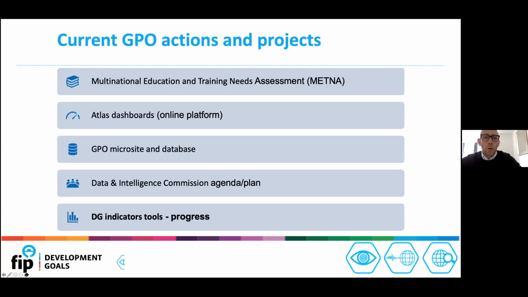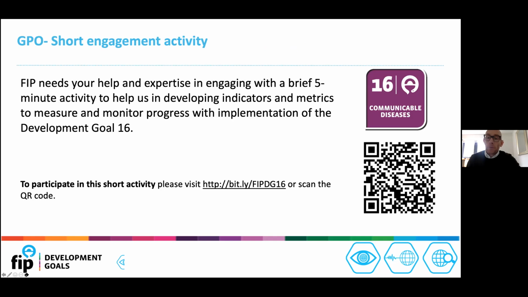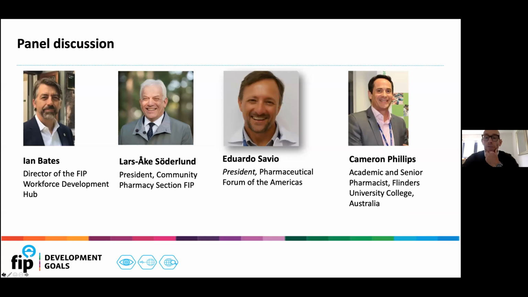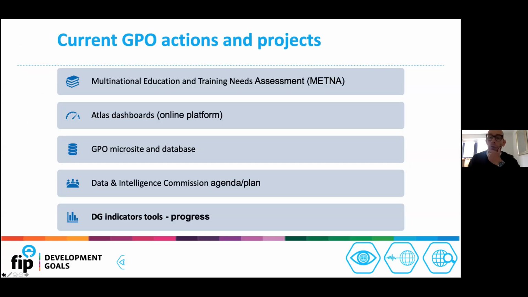Current Global Pharmaceutical Observatory actions and projects, again, briefly, we have a multinational education and training needs assessment project running, which is a project and a first global pilot of mapping education and workforce needs against the development goals, using the FIP development goals as a framing device. The main aim of the project is to address multinational needs-based professional development and workforce development for the pharmaceutical workforce across cohort nations.